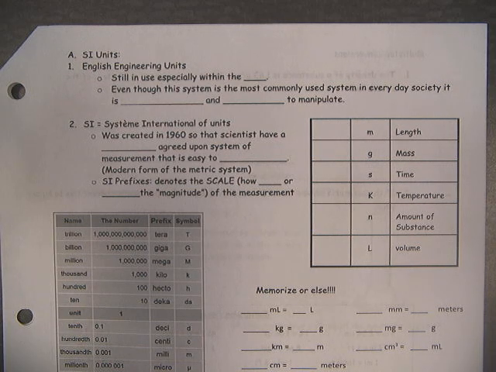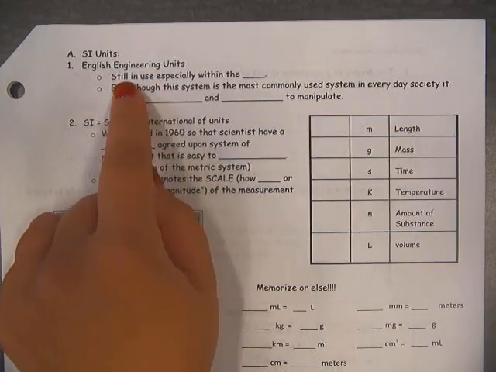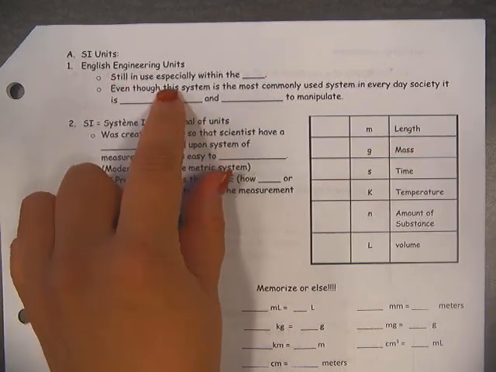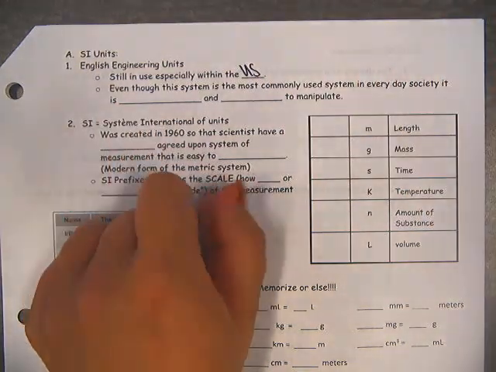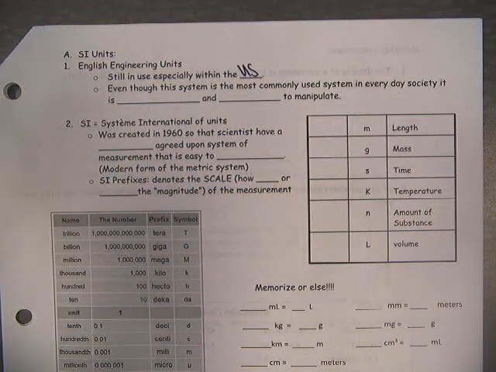On page 7 of our notes, we're talking about English engineering units versus SI units. English engineering units, also called the imperial system, are commonly used within the U.S. This is like inches, feet, miles, that kind of thing. But this is really an inconsistent system.